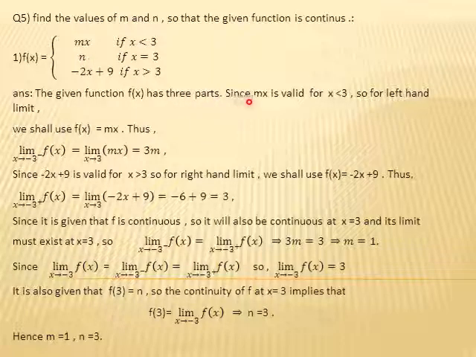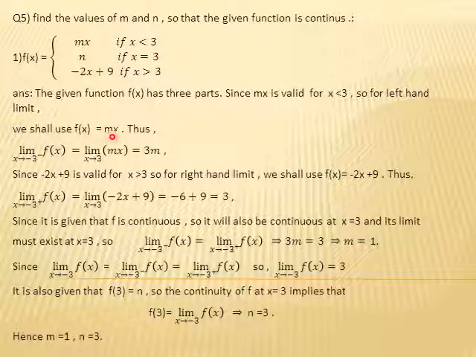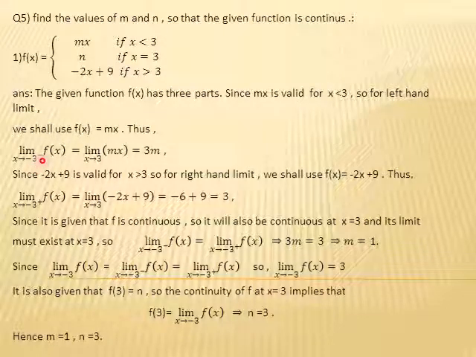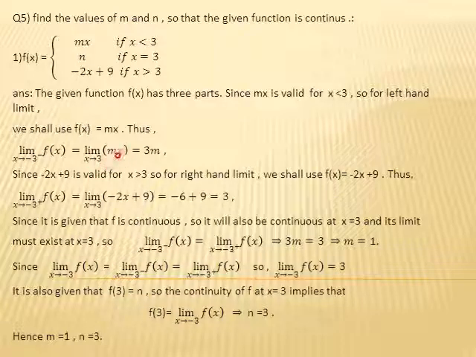Since mx is valid for x less than 3, look at the left hand limit. So for the left hand limit we shall use f of x is equal to mx. The minus sign comes in for the left hand limit. Okay, the minus sign comes here too. And limit x tends to 3 of mx: if I put x equal to 3, so 3m.